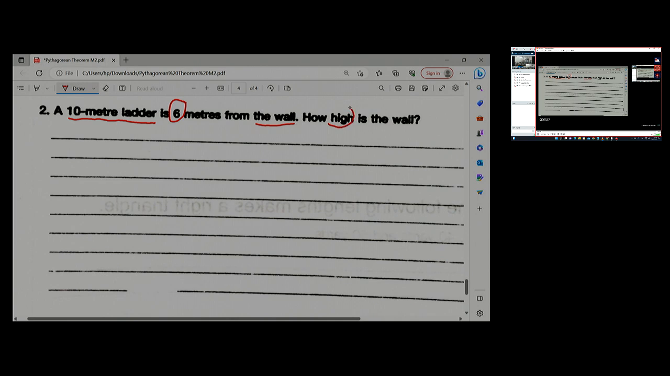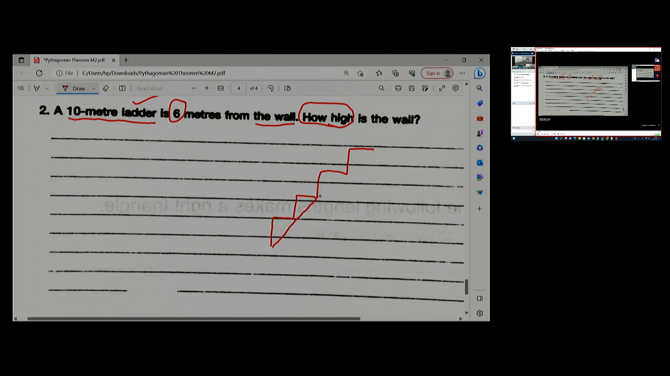So how high is the wall? This is our question. The first thing is what we have: a ladder. You know the ladder meaning? Do you know ladder? No? Okay, I will draw, you will understand. What is this?